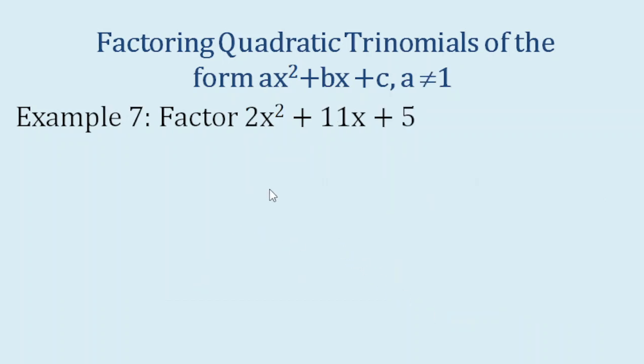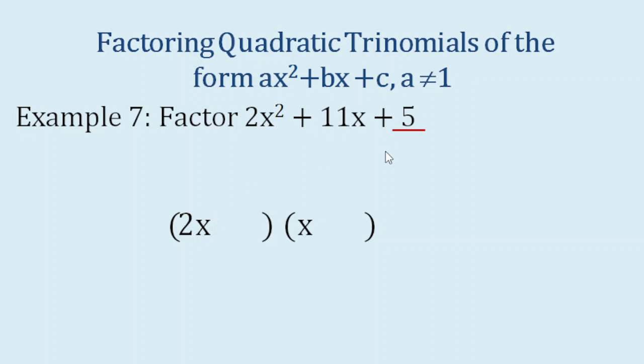Now, let's factor quadratic trinomials of the form ax squared plus bx plus c, but this time a is not equal to 1, so it's another number. So here, example number 7, our a is 2. We are going to factor 2x squared plus 11x plus 5. First step, we are going to factor the first term. Factors of 2x squared are 2x and x.